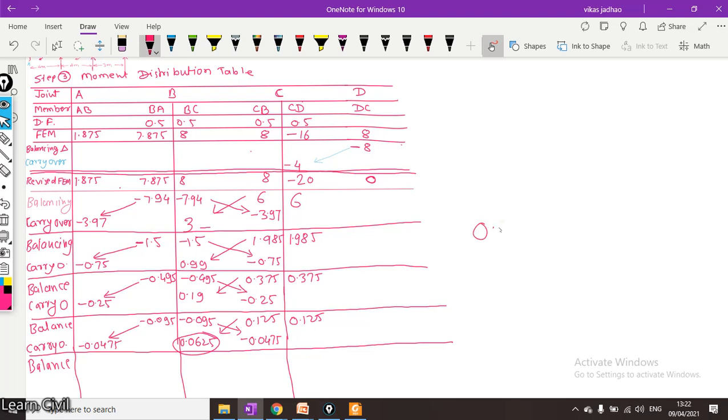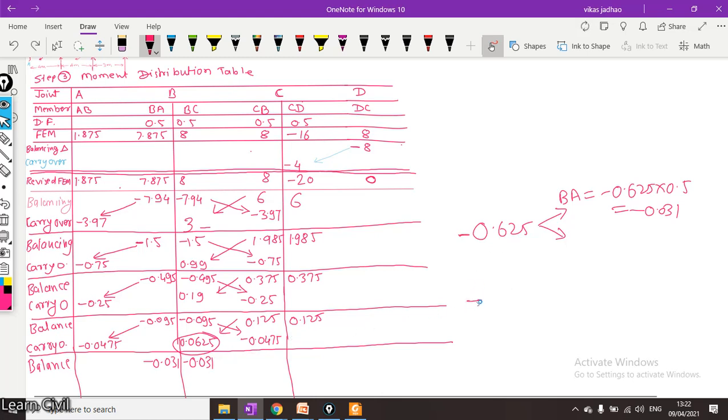So this 0.625 will be balanced by a moment of minus 0.625 and it will be shared in by BA equal to minus 0.625 into 0.5. This is the distribution factor. So this will be equal to minus 0.031. So this will be 0.031. It will be again 0.031.